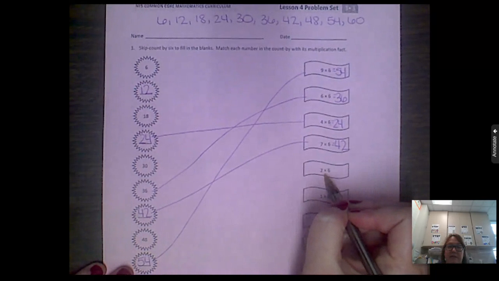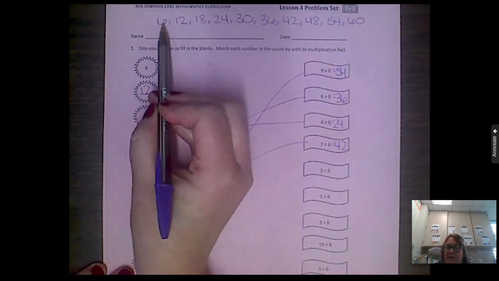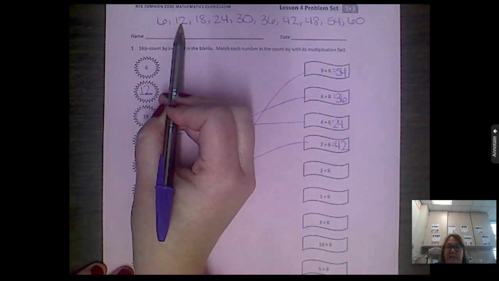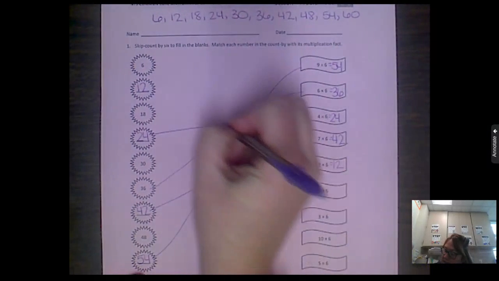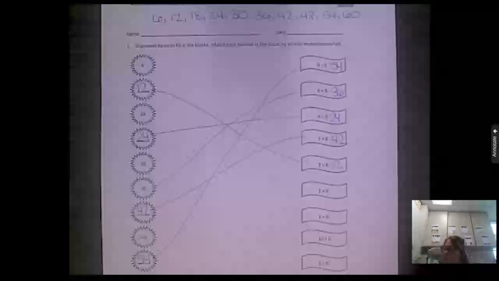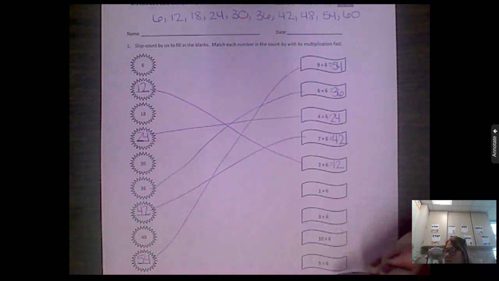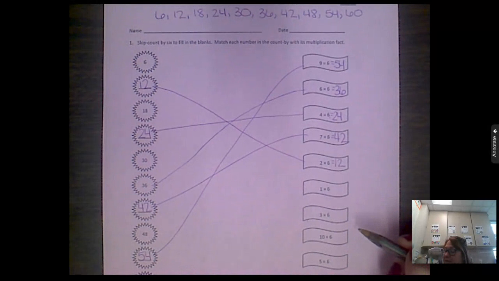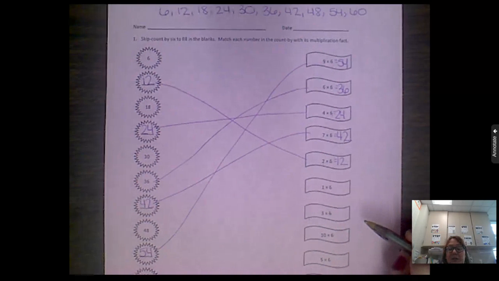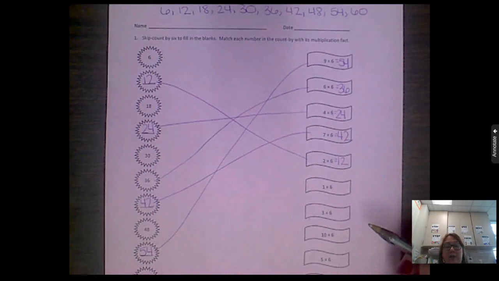2 times 6. I'm going to count by 6 2 times. 6, 12, right? There's my 2. So it's going to equal 12. And then I connect. Okay, so go ahead and finish up. There's 1, 2, 3, 4, 5. We did half of them together. So finish up the other half on your own and then check it as soon as you're done. And then come back with me and we'll do the back together, or we'll get started on the back together at least, okay? All right, so pause your video and go ahead and finish up this front on your own.